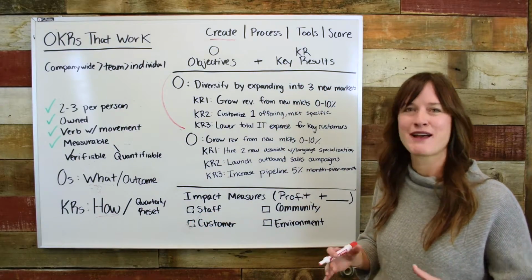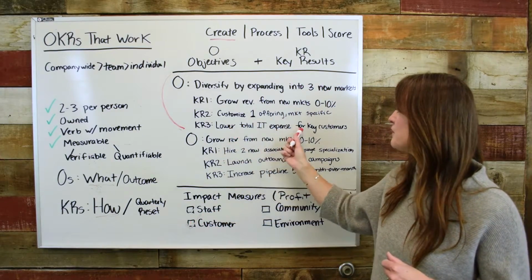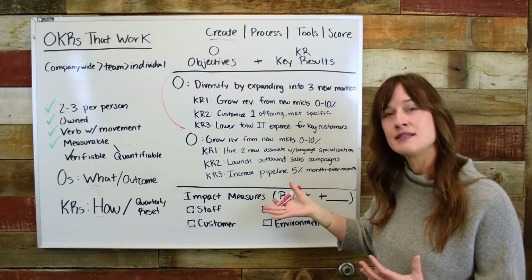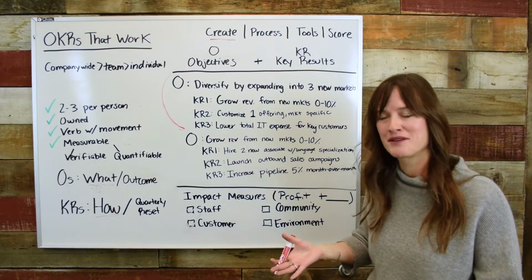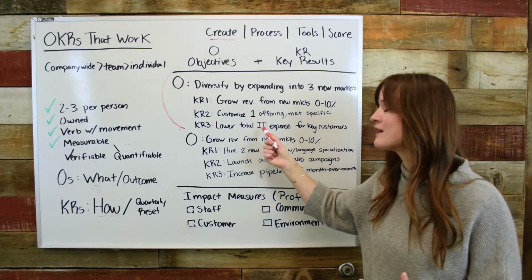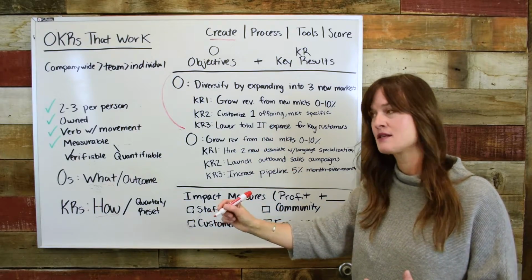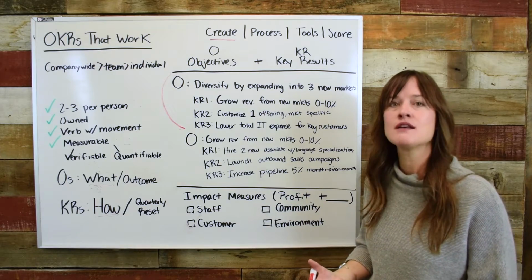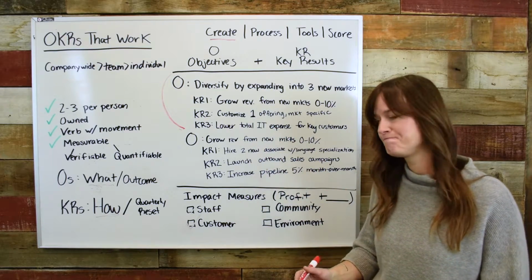And I don't mean customer satisfaction, that's great, of course. Here's an example of a customer impact measure. Let's assume that this example is an IT outsourcing organization. And an impact measure for my customers might be lowering their total IT expense. That's a great example of an impact measure that certainly is good for us, but really is good for them.